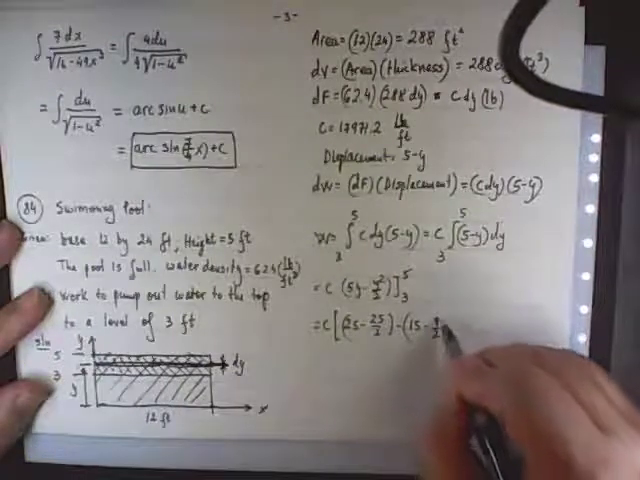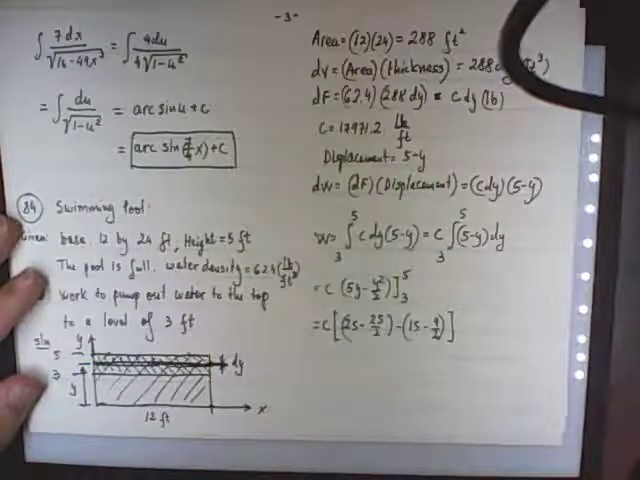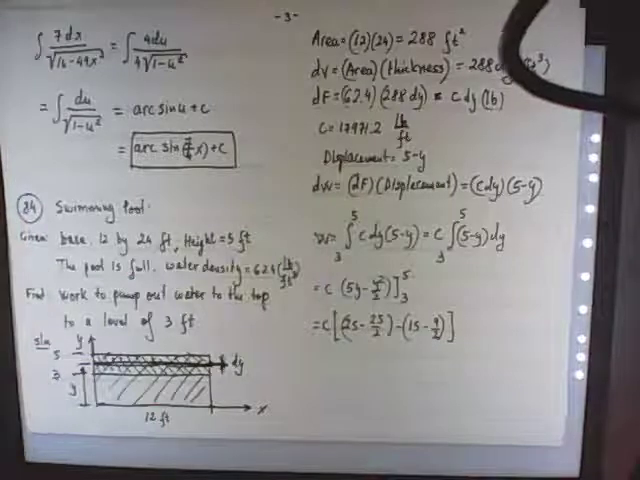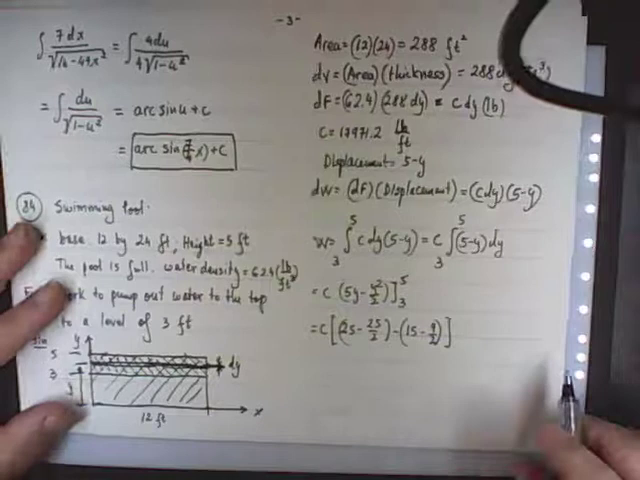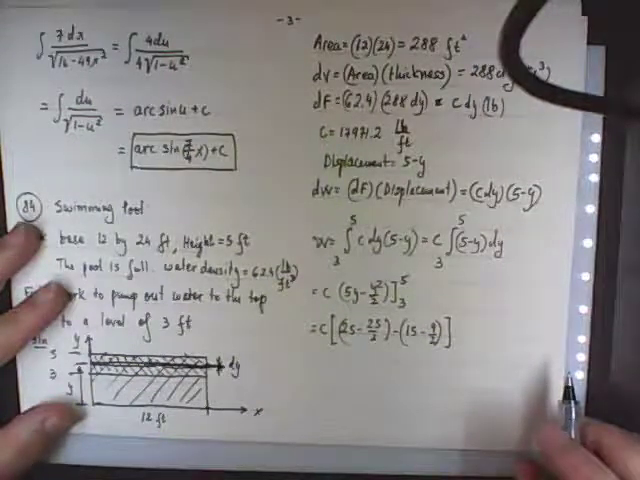Plus 9 over 2. I'm sorry? Plus 9 over 2. Minus 15. Why are you busting my gonads? Oh, my bad. I didn't see it. Hey, I'm sorry.